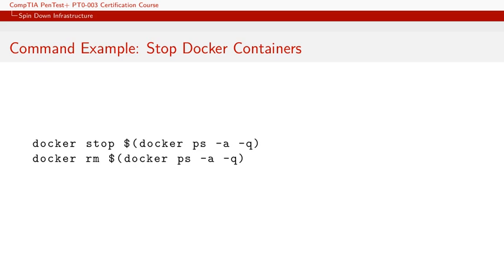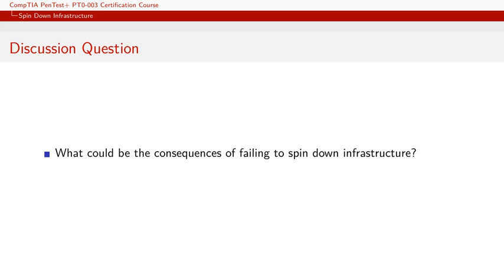On this slide, we want to delve into the critical concept of spinning down infrastructure, specifically addressing a key discussion question: what could be the consequences of failing to spin down infrastructure? Failing to spin down infrastructure can lead to numerous issues. One major consequence is the unnecessary consumption of resources. This includes compute power, storage, and network bandwidth, all of which can rack up significant operational costs over time.